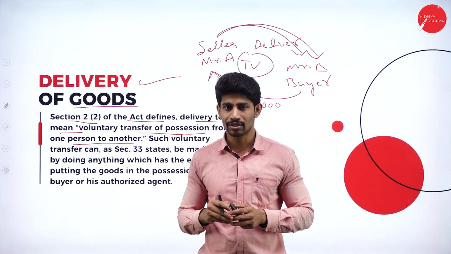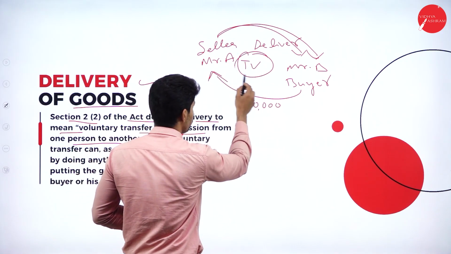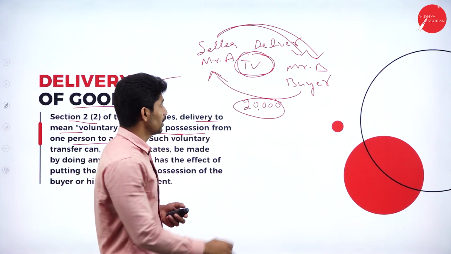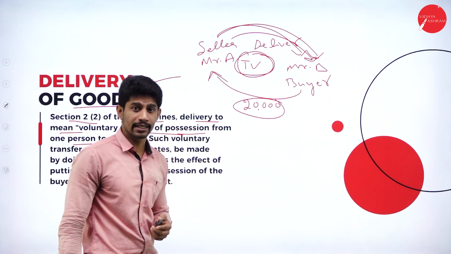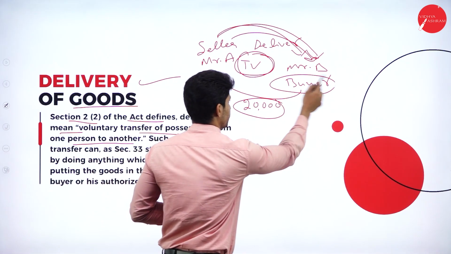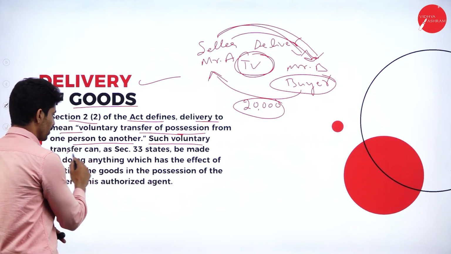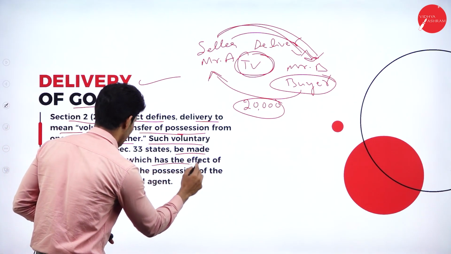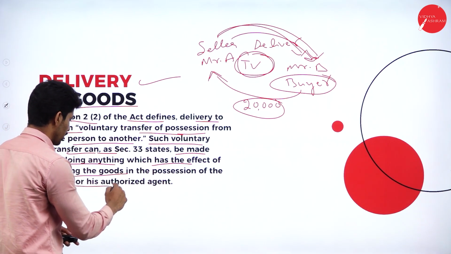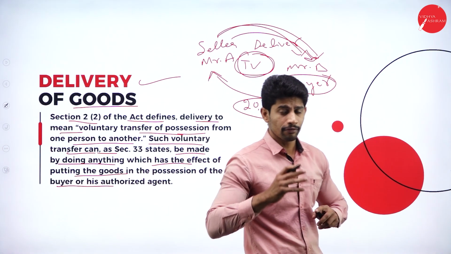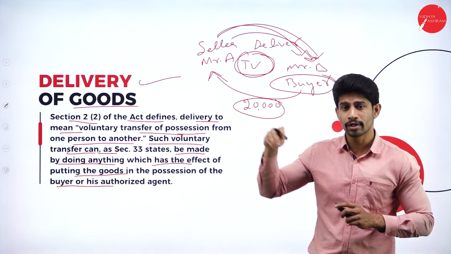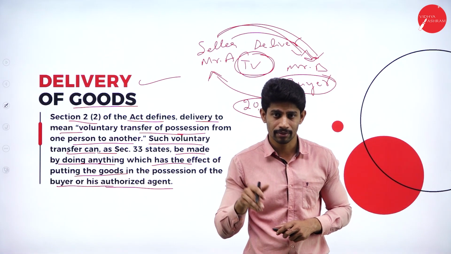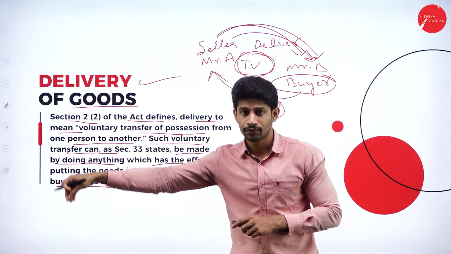That means he is in possession of the goods, in the possession of the owner. Here Mr. A is in possession of the ownership of the TV. If the buyer pays 20,000 rupees to the seller, the seller is supposed to voluntarily transfer the possession of the goods to the buyer. Such voluntary transfer can, as Section 33 states, be made by doing anything which has the effect of putting the goods in the possession of the buyer or his authorized agent. That means transfer of possession of the goods to the buyer or his authorized agent. If there is an authorized agent of the buyer, we deliver the goods to that particular agent.